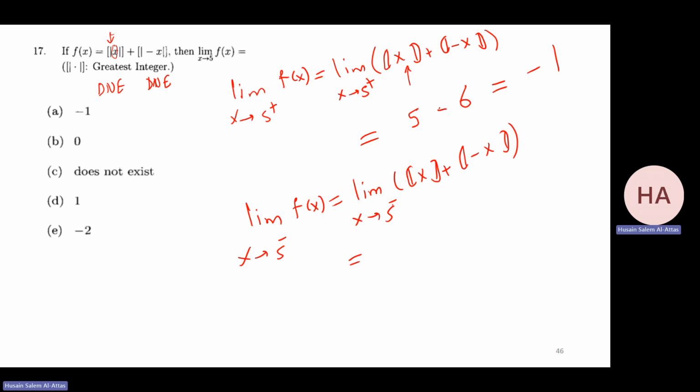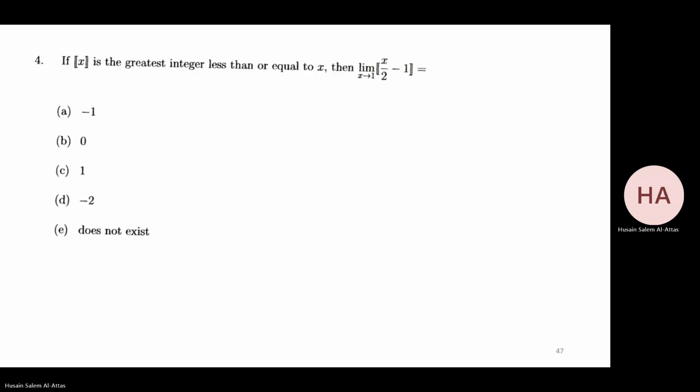So we'll take a value less than 5, 4.99. Put it here, you get 4 minus 4.99. Here it will be minus 4.99, which will be minus 5. So the answer is minus 1. Oh, they are the same. So it means this limit is equal to minus 1.